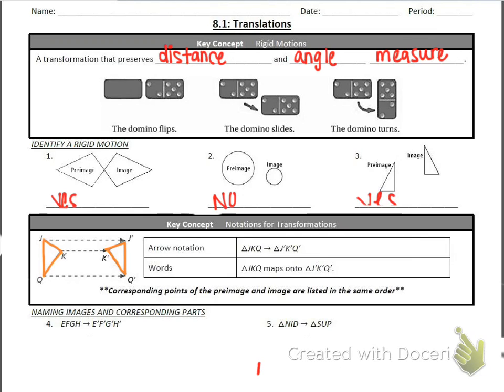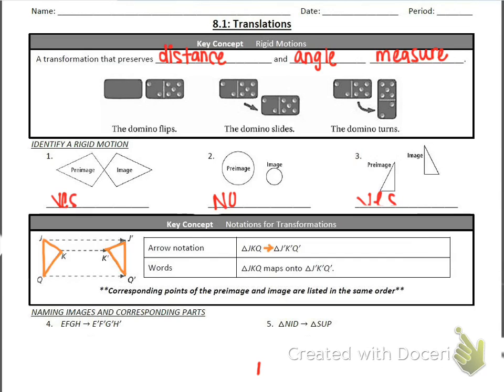In arrow notation, that just means it's like mathematical language. So this is saying triangle JKQ, and that arrow means maps or transformed into triangle J prime, K prime, Q prime. So in math language, that arrow means maps or transformed. So we can use arrow notation, or we can just write it in words. Triangle JKQ maps onto triangle J prime, K prime, Q prime.